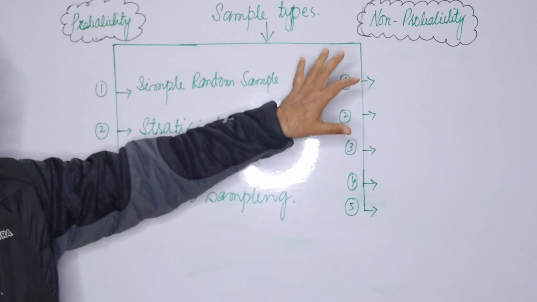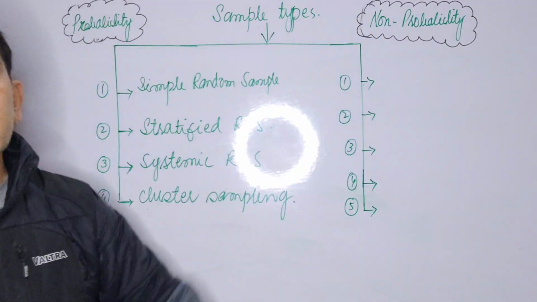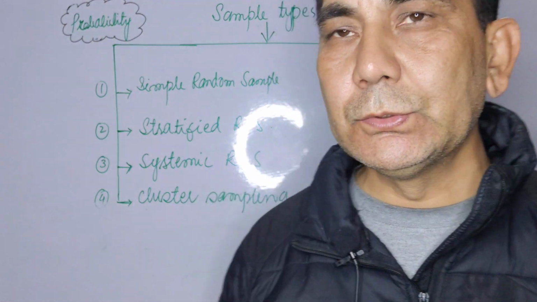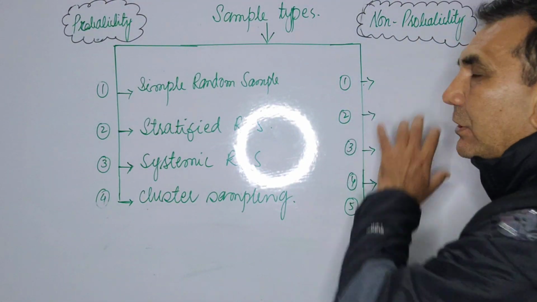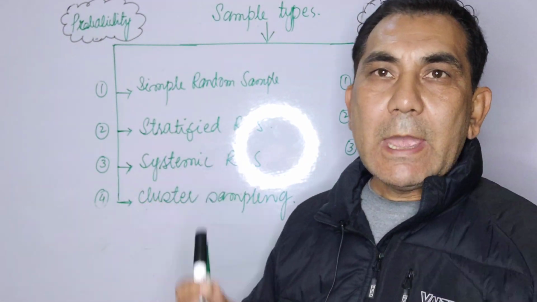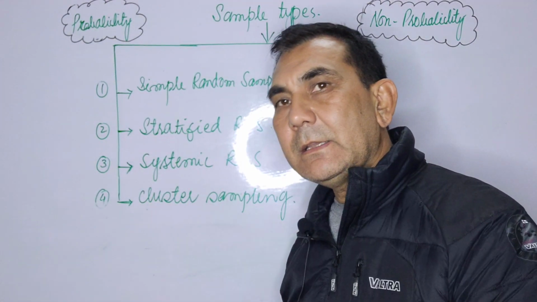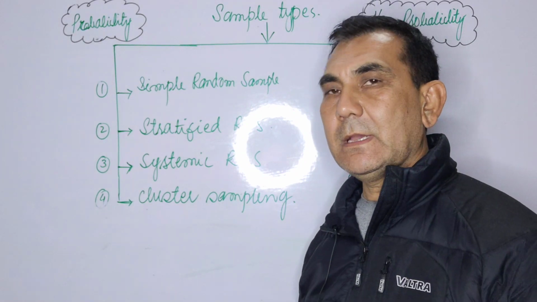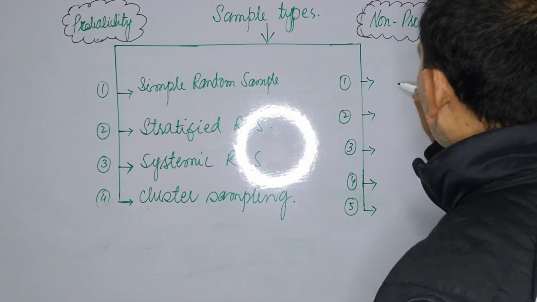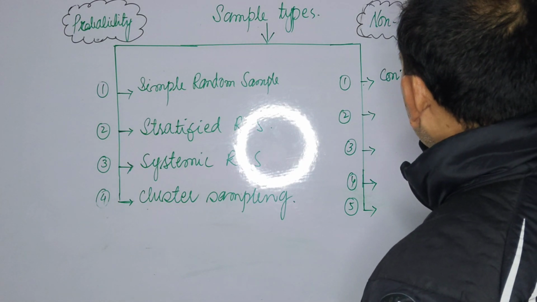Now we will learn about the different types of non-probability sampling. As I told you at the beginning of the lecture, non-probability sampling is the type of sampling in which you select the sample by choice and non-randomly. So the first type of non-probability sampling is called convenience sampling.